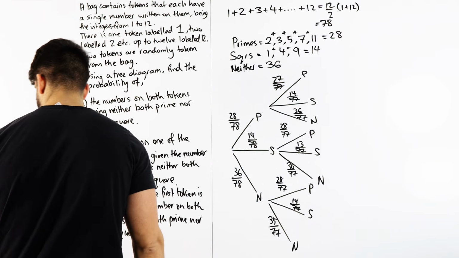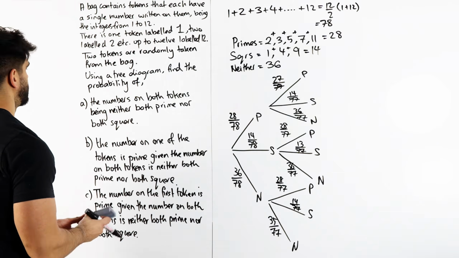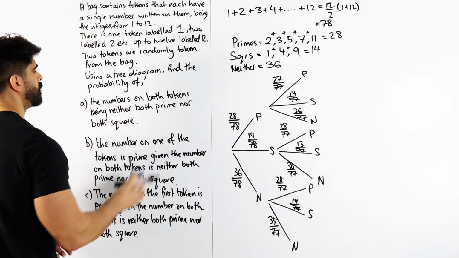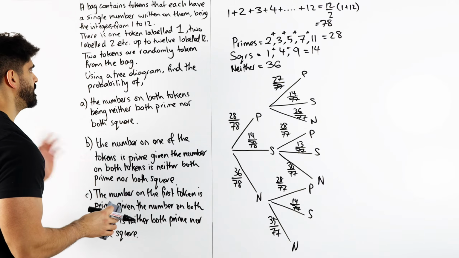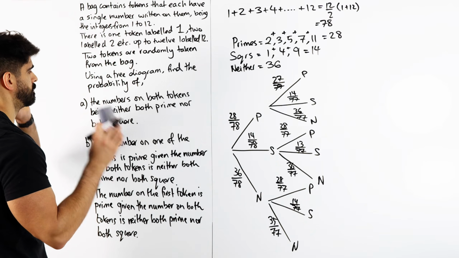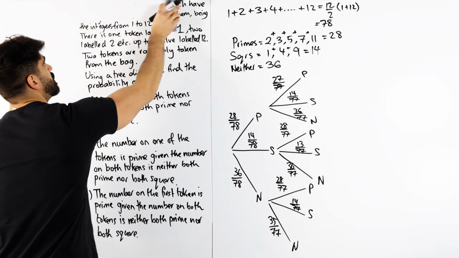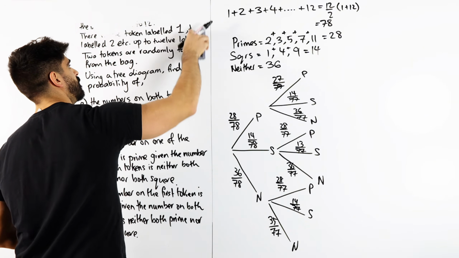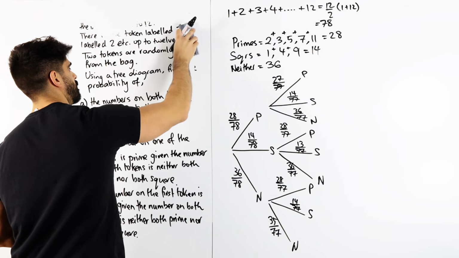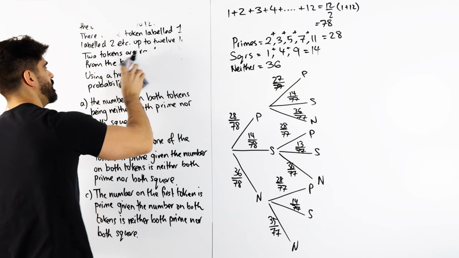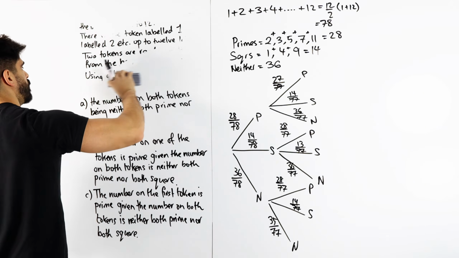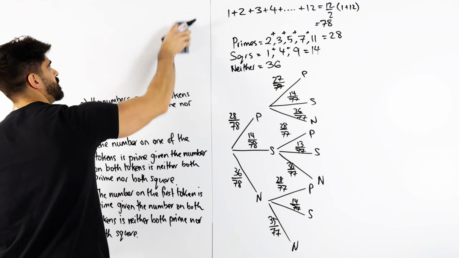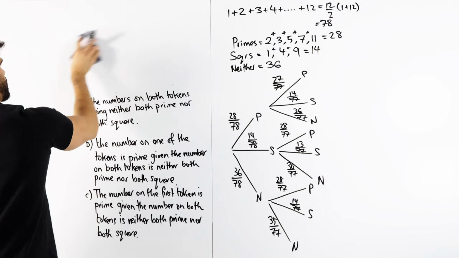Okay, now let's take a look at part A. So find the probability that the numbers on both tokens are neither both prime nor both square. So in both tokens, you're not allowed to have both prime or both square. Now, if you look at the tree diagram, have a think about which options we want. So you're not allowed to have both of the tokens being prime or square.